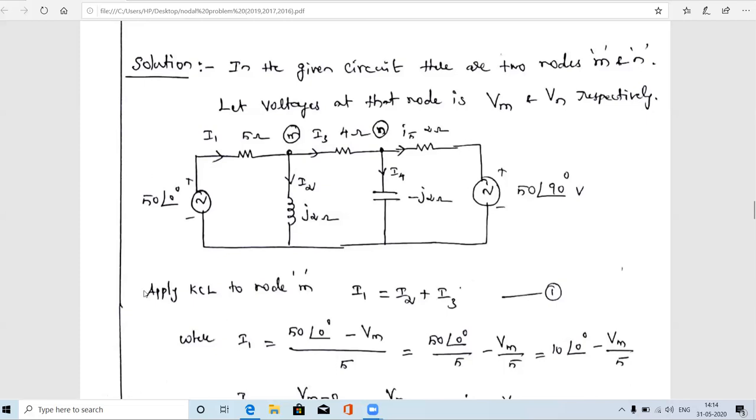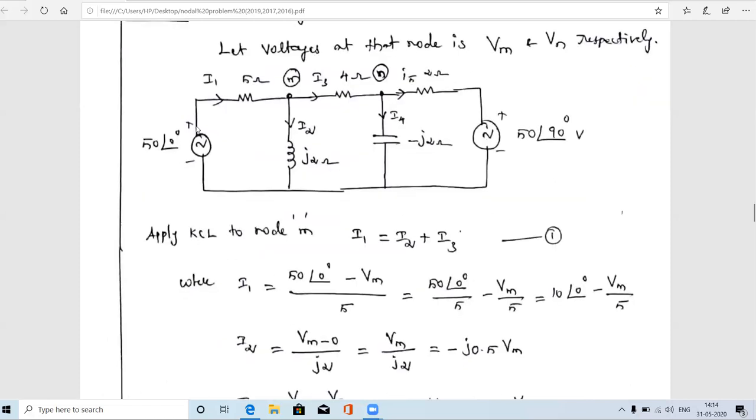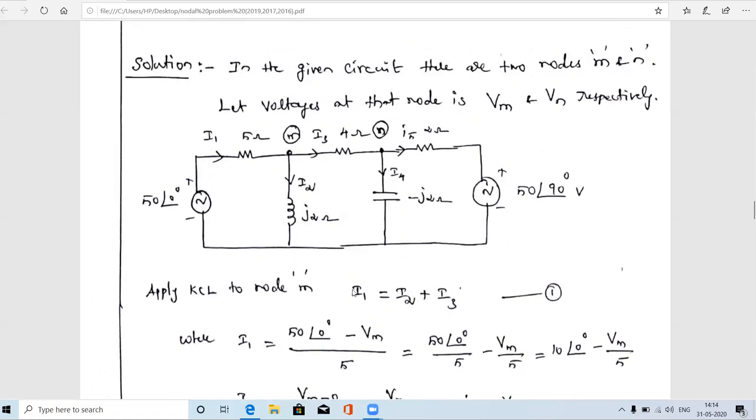Check whether all branch currents are marked. Yes, all branch currents are marked: I1, I2, I3, I4, I5. In nodal analysis, the variables are Vm and Vn, and we have to find the values of these two. So what is the next step? After marking node voltages and branch currents, we have to apply KCL to each node. What is KCL? Kirchhoff's current law.